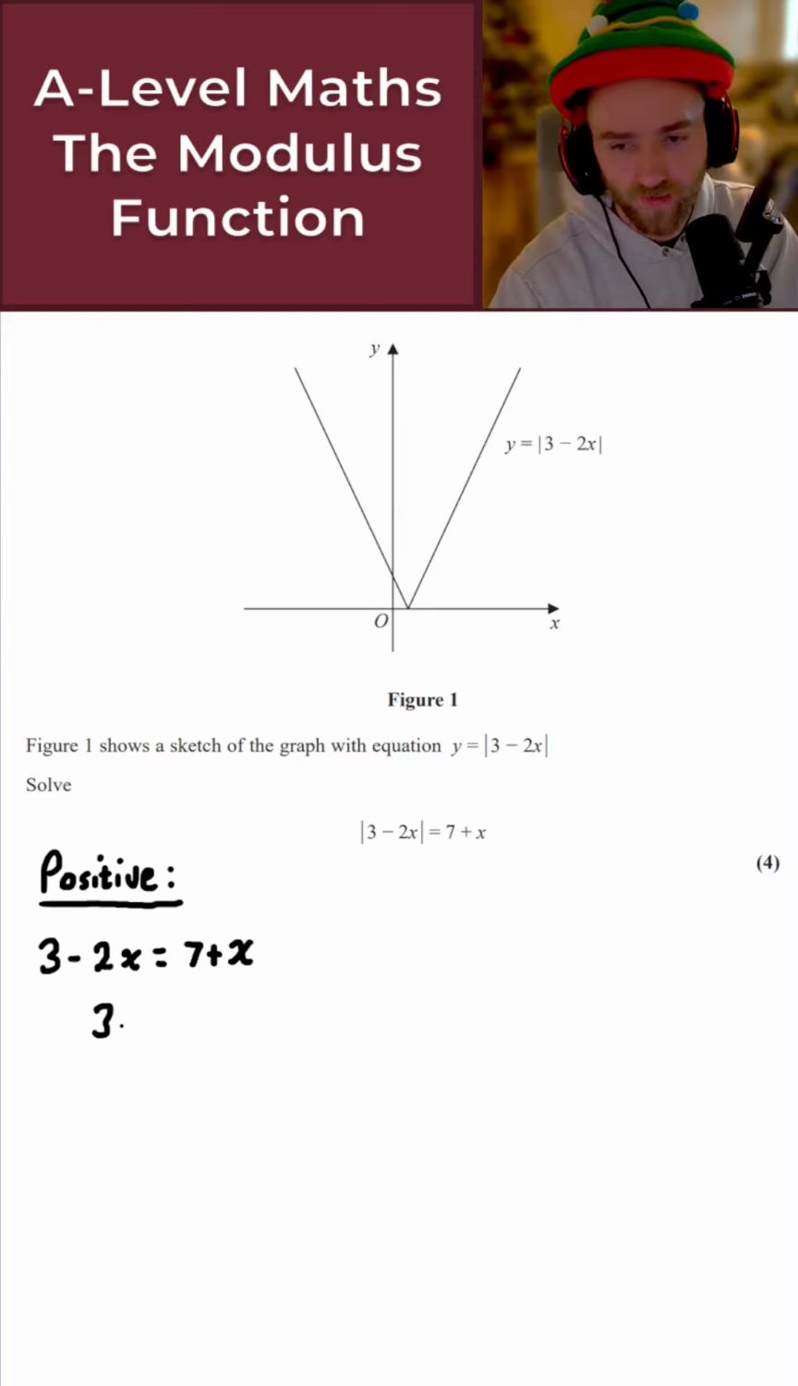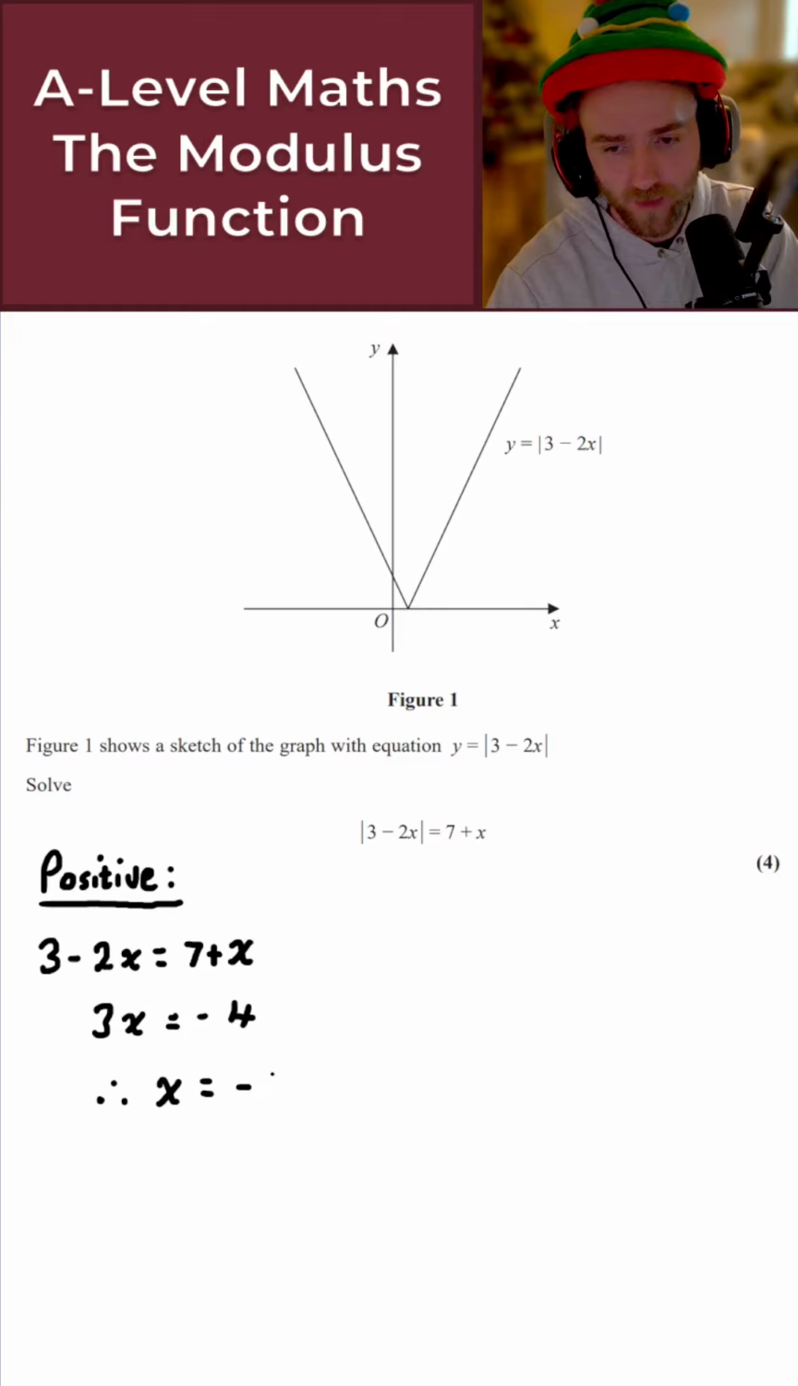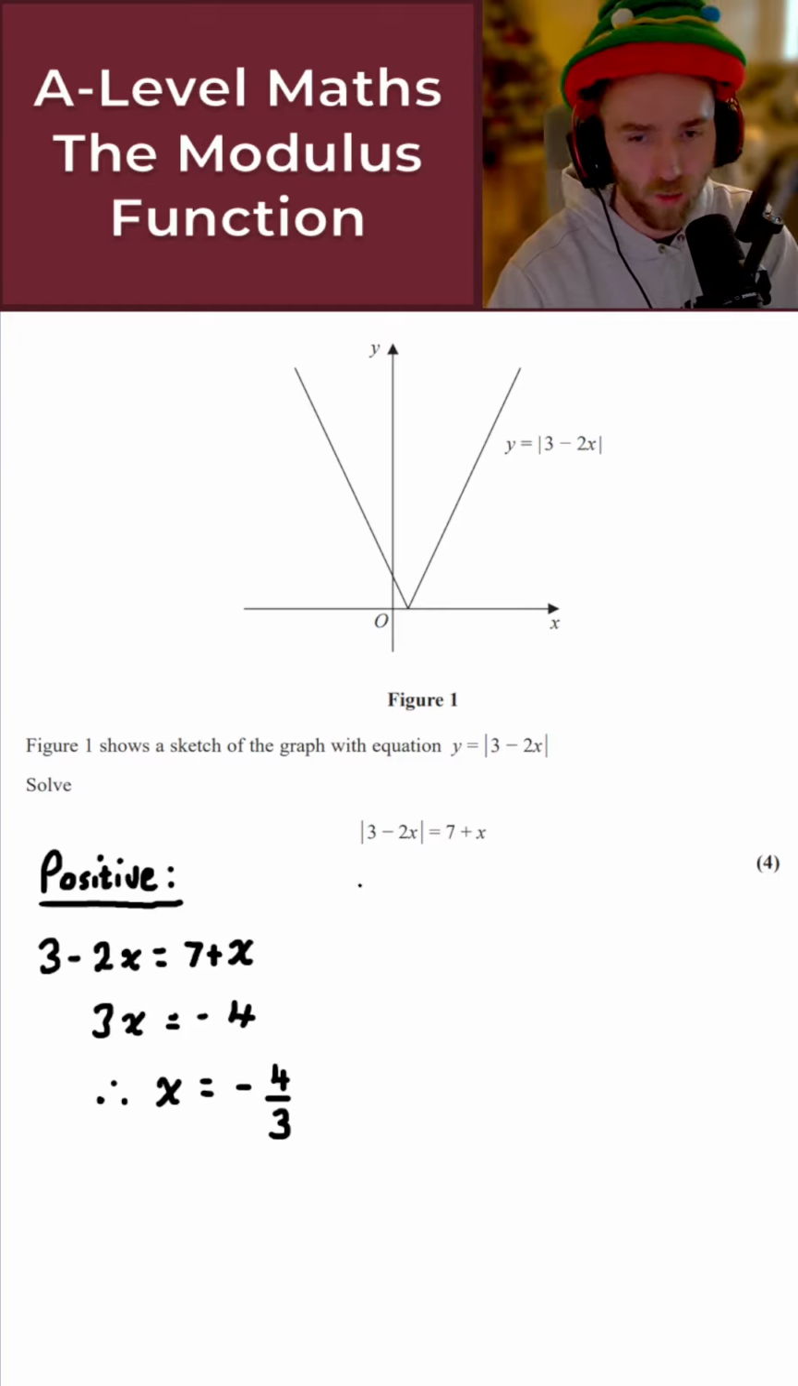What I get then is 3x is equal to 3 minus 7, which is minus 4. And just divide both sides by 3. And in that case, x is equal to minus 4 over 3. Perfect. And that gives us the first solution to this equation.